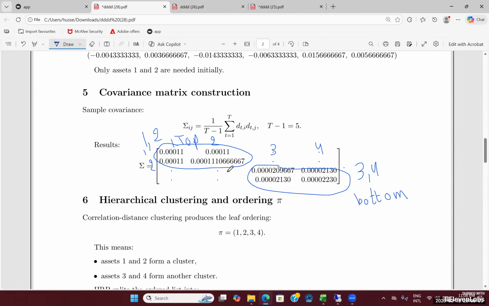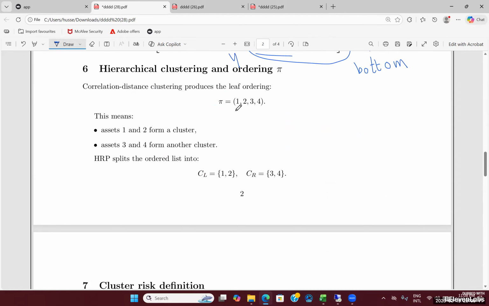Similarly, we have here asset 3 and 4 and 3 and 4. So that would be the variance of the third asset, the covariance between the third and fourth asset, and so on. So, as we previously mentioned, this represents our initial cluster. We've designated it the left cluster since it occupies the left-hand side of our arrangement. Conversely, over here we have what we refer to as the right cluster, which includes assets number 3 and 4.